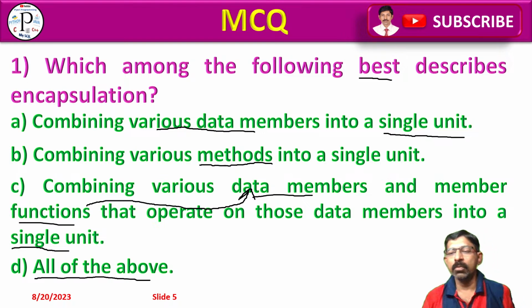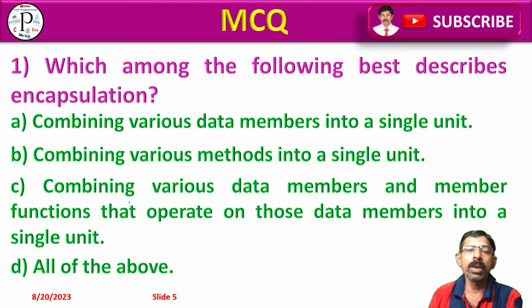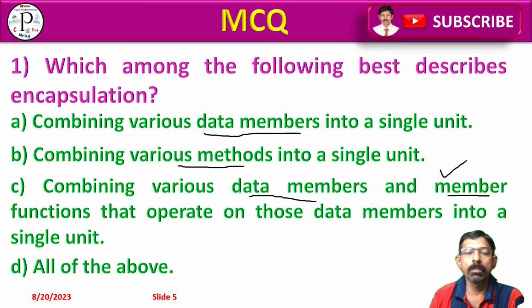No one is capable enough to answer. Yes, I got the answer. 1C. A and B are talking about a partial answer. Good. Encapsulation is talking about the combination, or binding, of instance variables and methods. But here it is talking about only instance variables, and here only methods. But it's a combination of data members and member functions. That's why this is the most suitable answer.